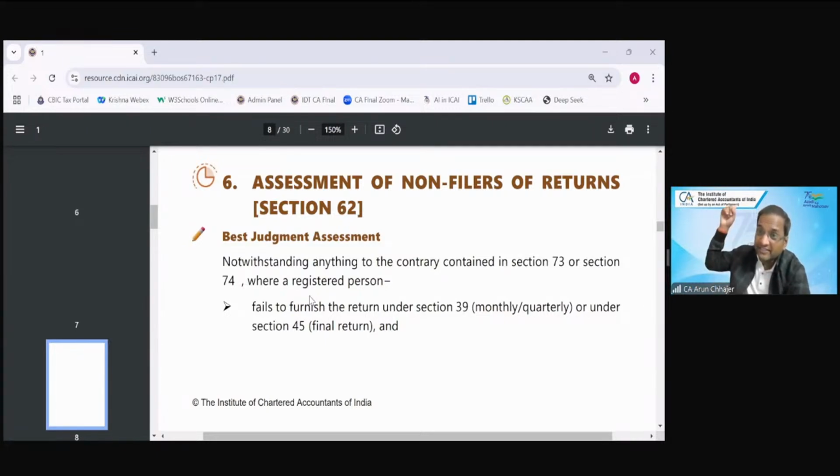Recall the provision of section 29, subsection 2. The officer has the power to cancel the registration if the taxpayer does not file the return for the specified period. I request everyone, आप लोग 29 सेक्शन देखिए, आइडेंटिफाई कीजिए कि कितने टाइम तक रिटर्न फाइल नहीं किया, then give me the answer tomorrow.